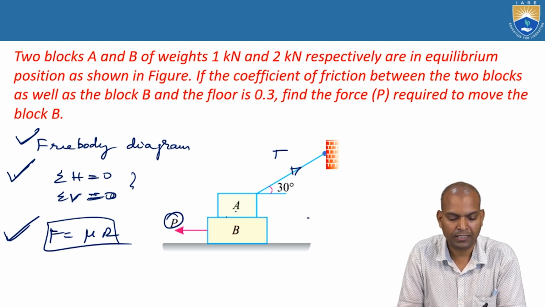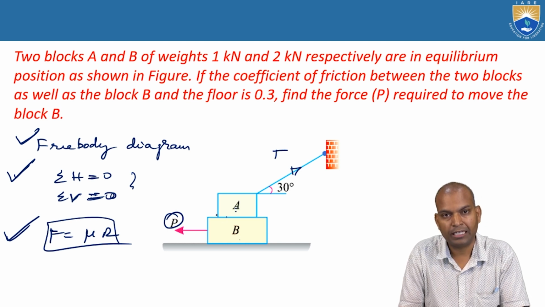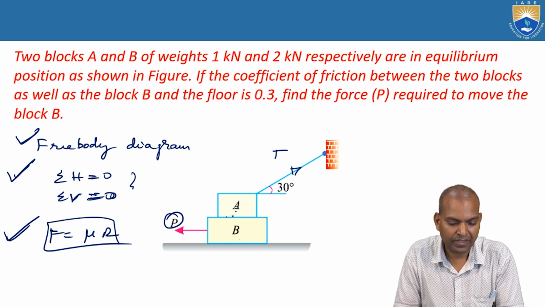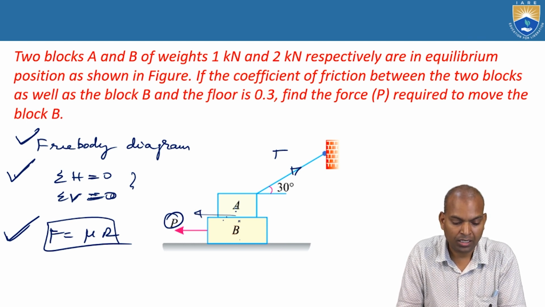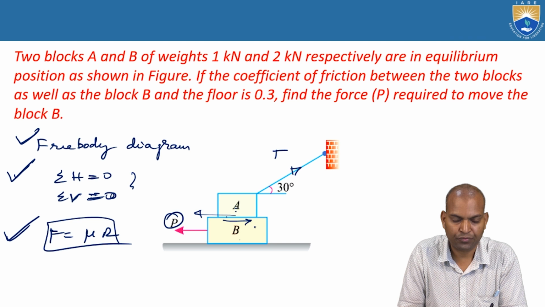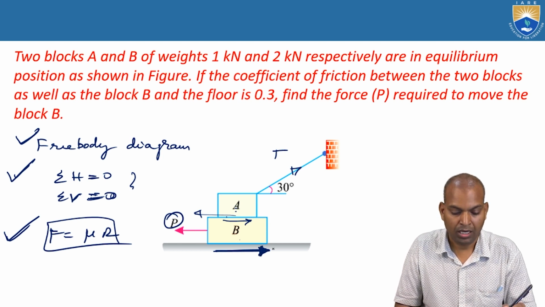T cos 30 and T sin 30, apply equilibrium conditions, and between A and B, consider the direction of the friction force. So the friction force will act in this direction between A and B. And in order to maintain equilibrium here, the friction force will be in this direction. So here, the friction force between the floor and the block B will be in this direction. Okay.